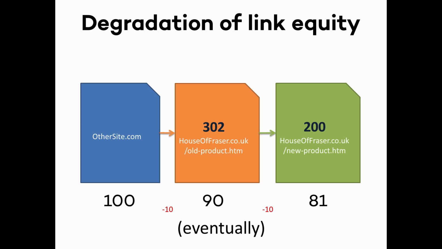And 302s. So 302s do pass link equity and PageRank. It doesn't happen immediately, it's not as fast as 301s, but eventually 302s will pass link equity, and the same degradation happens as with 301s.